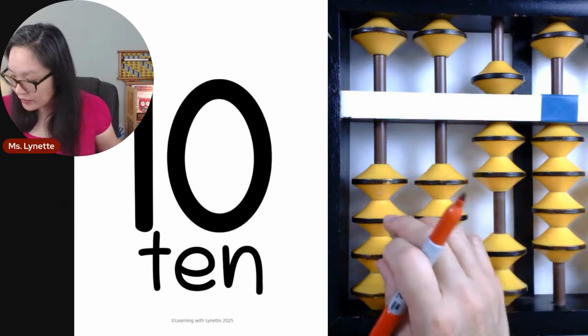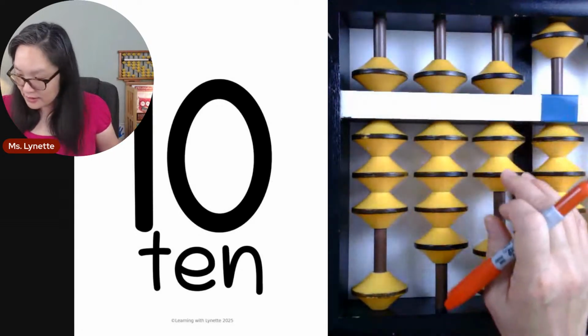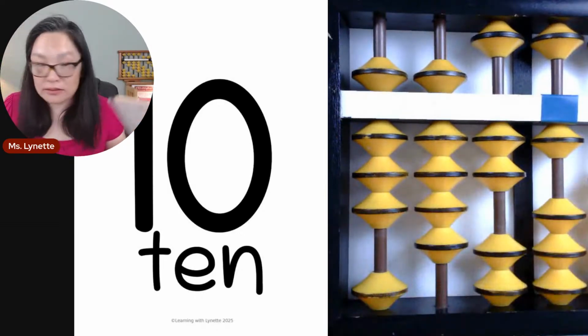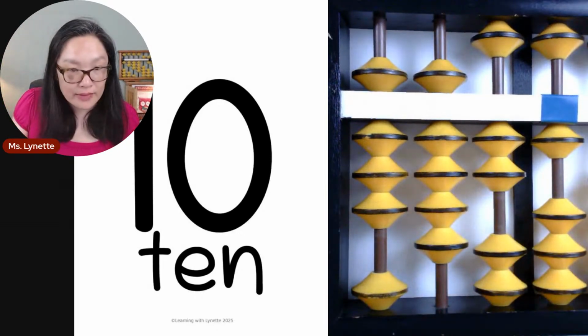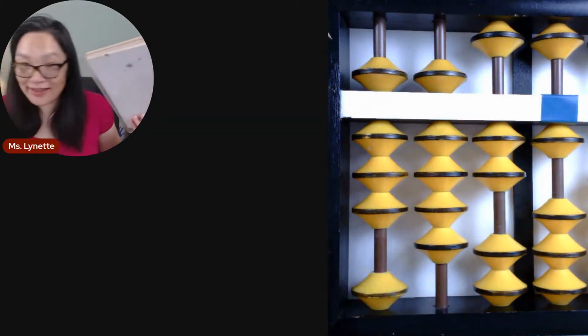So let's do another number. We have this number, this number, this number, and that number. Do we know what number this is? I should take this off. There we go. That was confusing me.